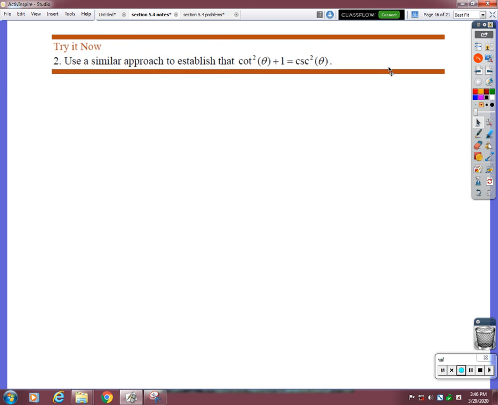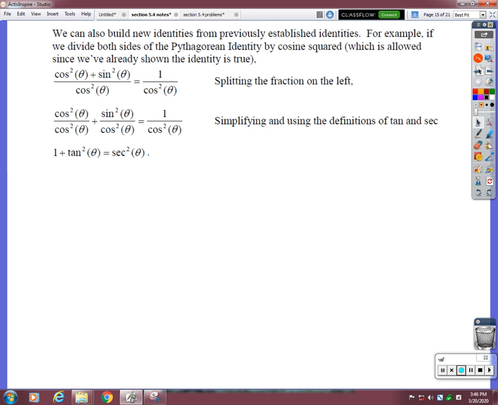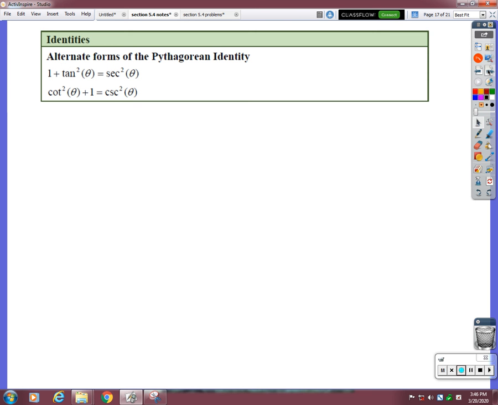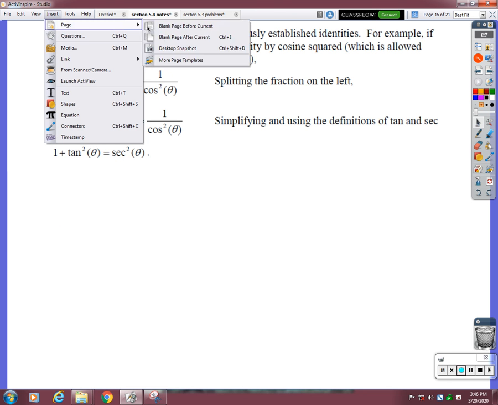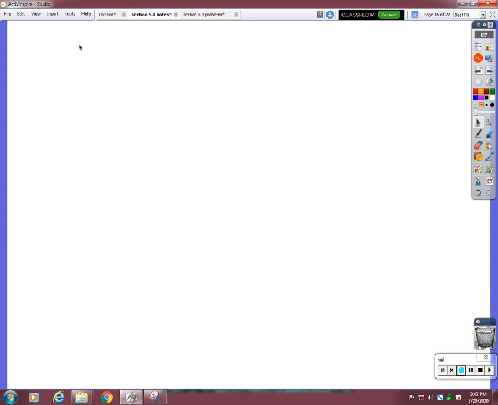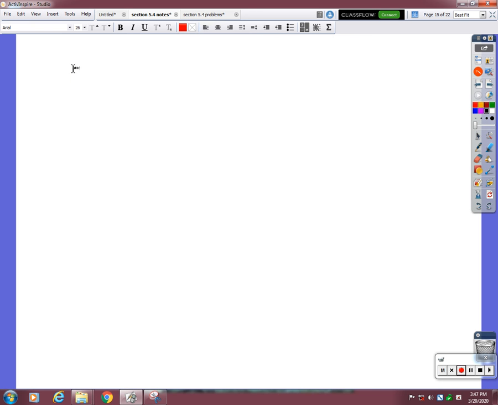Okay, the last thing that is actually a little bit important is that if we start with, let me pull a new page here, that world famous Pythagorean identity that we just ended with on that last page, which is sine squared plus cosine squared equals 1. There's two different things that I can do with this.